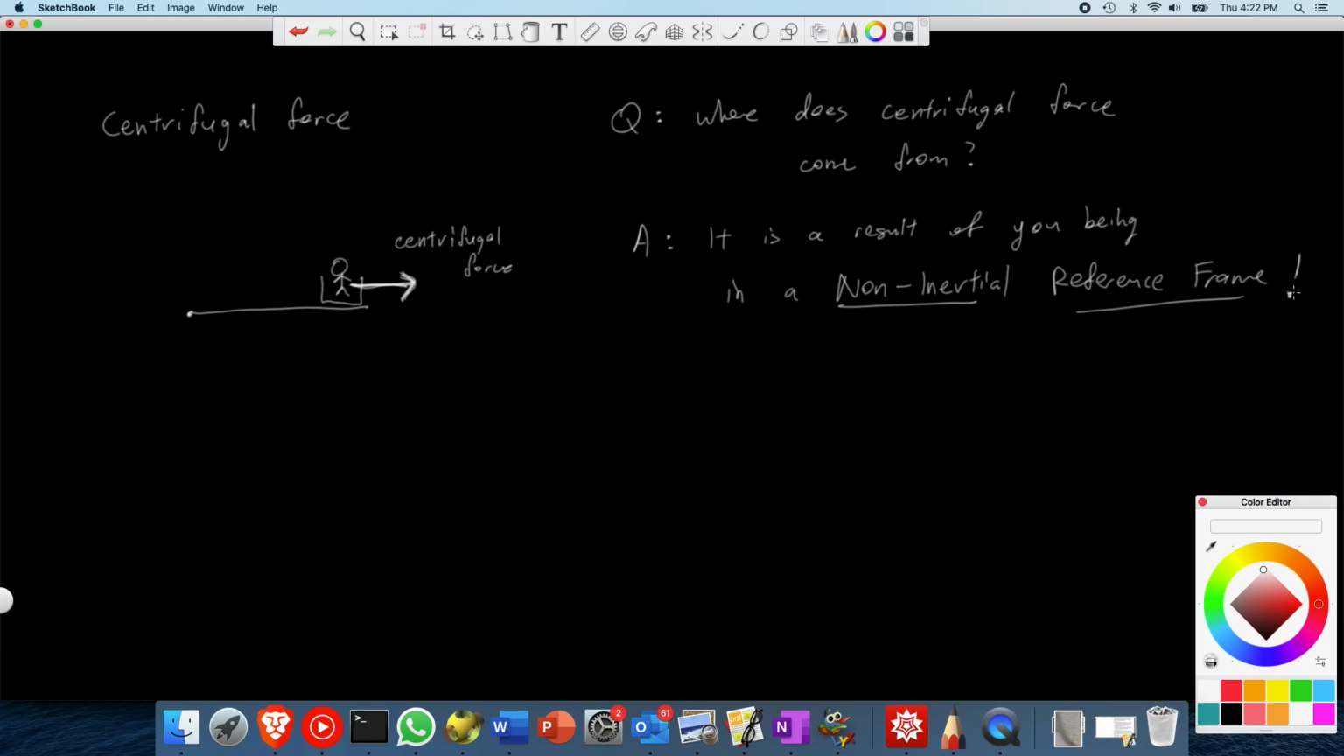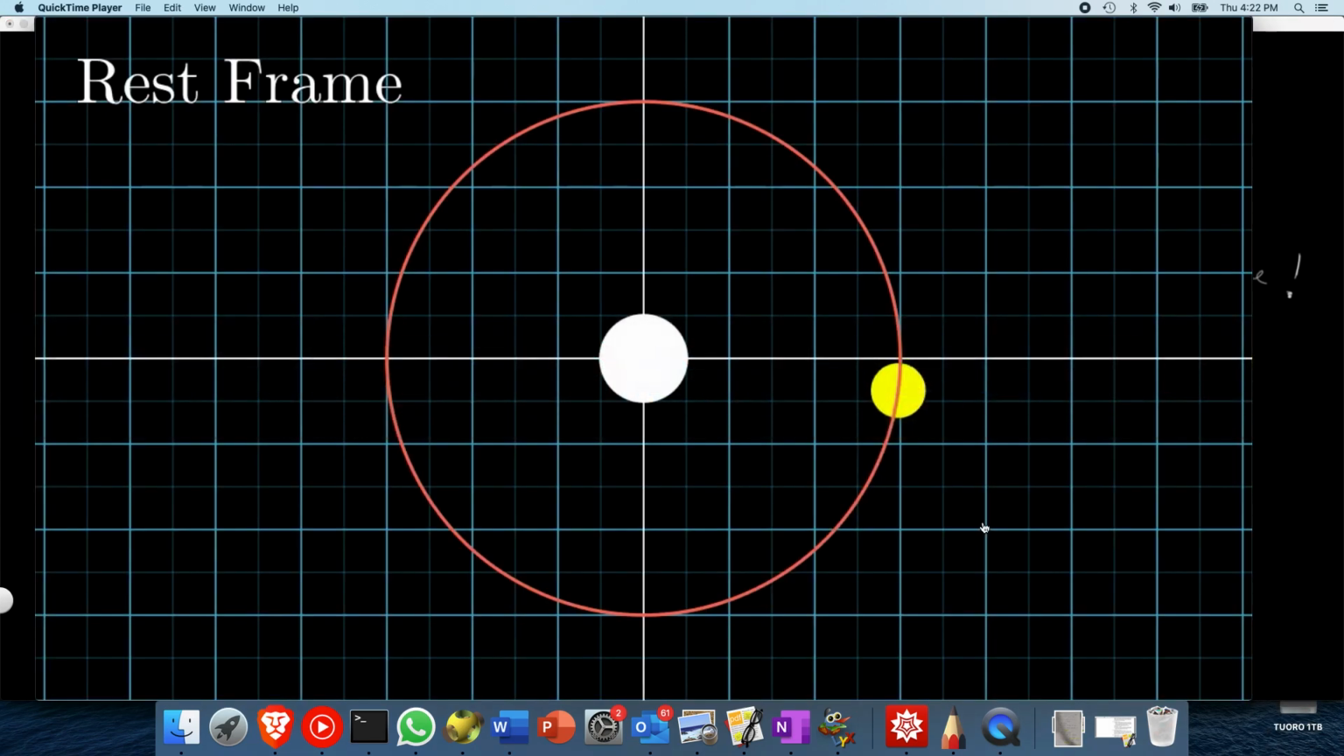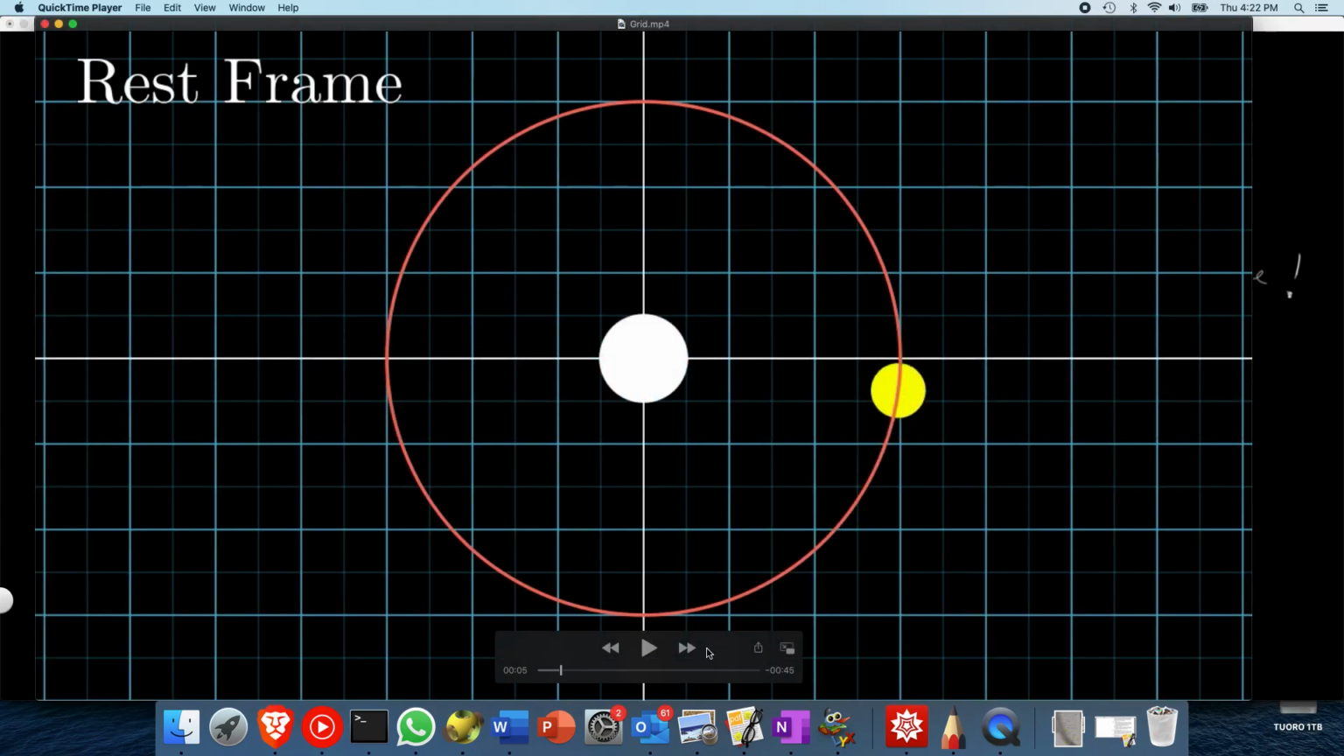Now there are some complicated terms here. Firstly, there's non-inertial, and secondly, there's reference frame. So what are these two things? Let me introduce to you the idea of reference frame. I made a quick animation explaining what reference frame is. First of all, reference frame is all about perspective. So if you are looking at an object undergoing circular motion, this is what you might see. And currently you're in a rest frame. You are sort of an observer looking from above, and you're seeing the object move around in a circle.